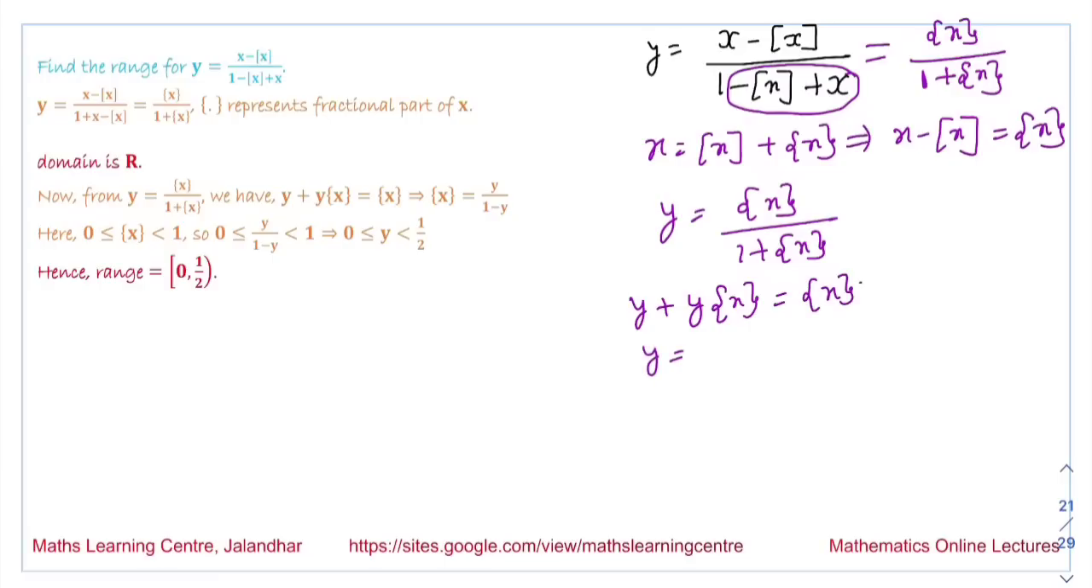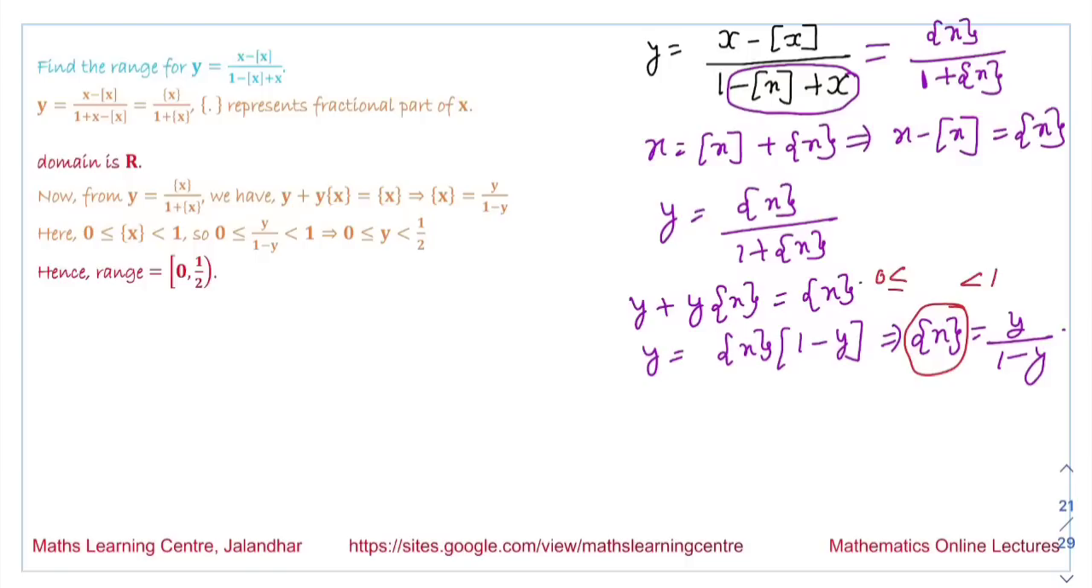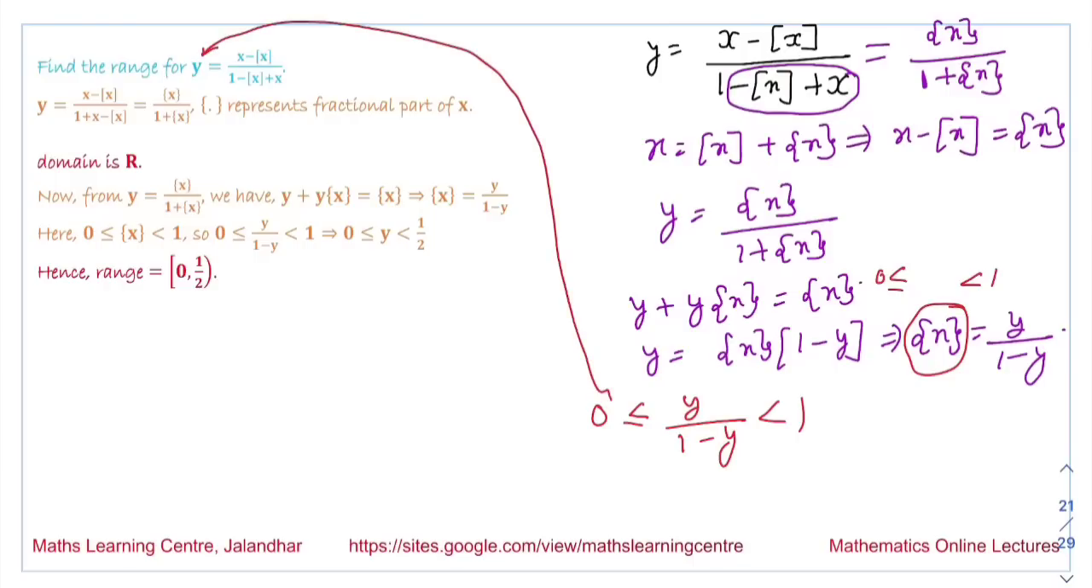So we get y is equal to fractional part of x into 1 minus y. So this implies fractional part of x is equal to y over 1 minus y. Now we know that the fractional part of x lies between 0 and 1. So we get 0 is less than or equal to y over 1 minus y, which is less than 1. From this we can get the values of y. On solving this, we will get 0 is less than or equal to y is less than 1 by 2. So y belongs to the closed interval 0 comma 1 by 2.